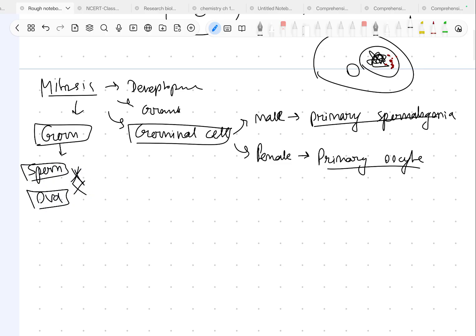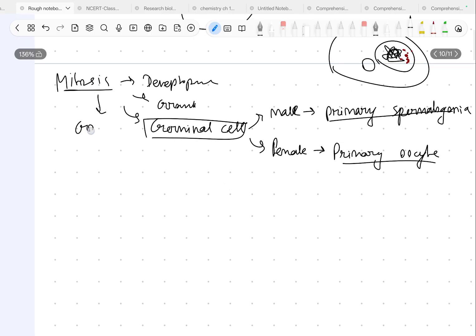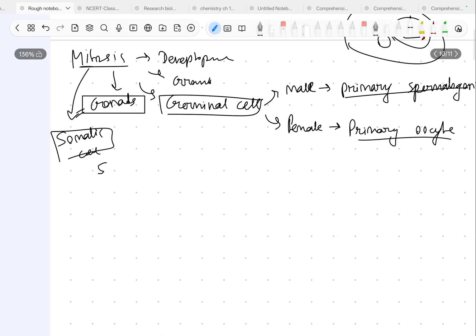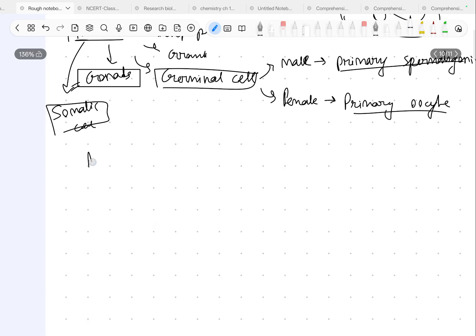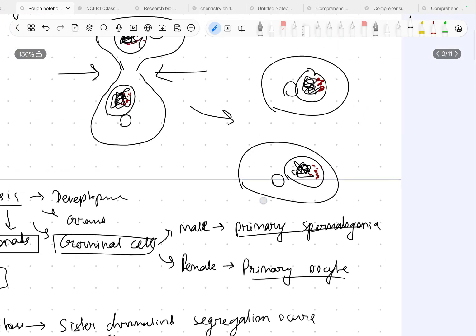Here mitosis doesn't take place; only meiosis takes place, and it also takes place in the gonads. Gonads means the reproductive part. And mitosis occurs in the somatic cell also. Here actually sister chromatid segregation occurs. In mitosis, basically sister chromatid segregation occurs. Okay, so these were the facts.